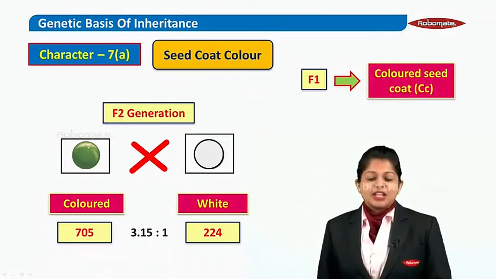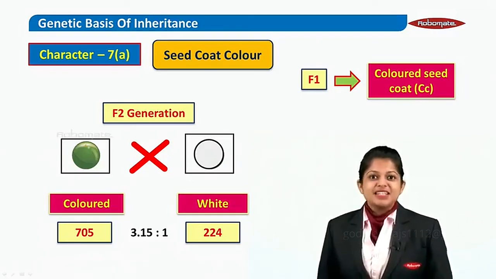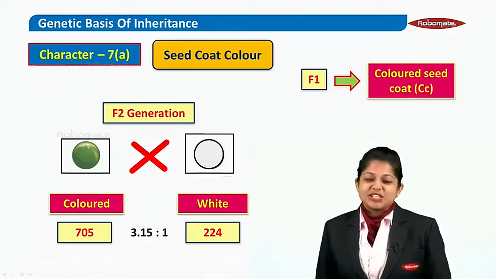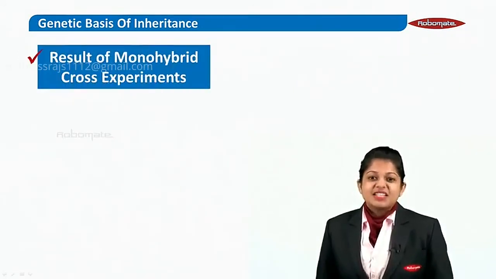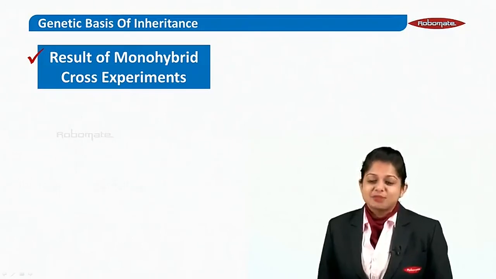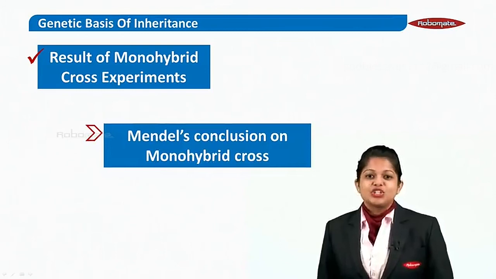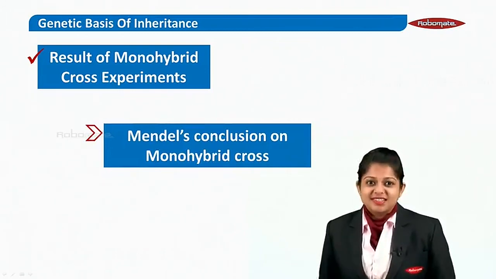So all these characters approximately gave us Mendel's ratio 3:1. Hence, we are done with the discussion of the results of monohybrid cross experiment. Now, let us study Mendel's conclusion on monohybrid cross. Thank you.